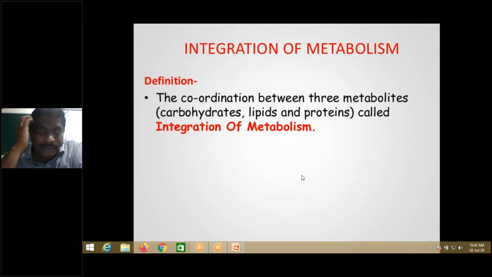So here, integration of metabolism. Here we are going to study the metabolism all together, the coordination between carbohydrate, lipid and protein metabolism. In the textbook it is chapter-wise: carbohydrate metabolism, lipid metabolism and protein metabolism are dealt with separately. But in our body, metabolism takes place with coordination. There is a coordination between these three metabolisms, and that's what is called integration of metabolism.